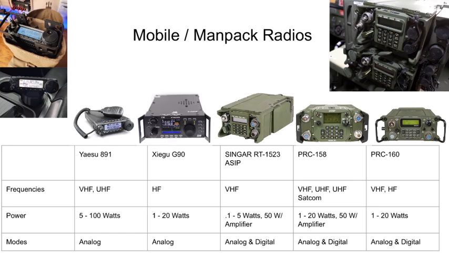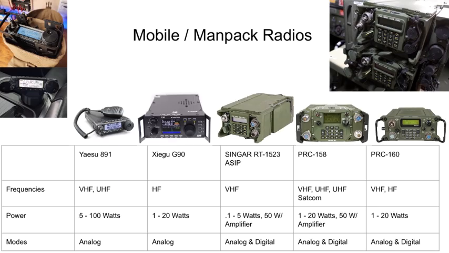And the next is a PRC-158. This is sort of like an updated version of an ASIP. This can do VHF, UHF, SATCOM, 1 to 20 watts. Again, you can use the amplifier, and analog and digital. Finally, we have the PRC-160, and this is mainly an HF radio, but 1 to 20 watts, analog and digital. So those are radios that either the Army has or you might see in the civilian world.